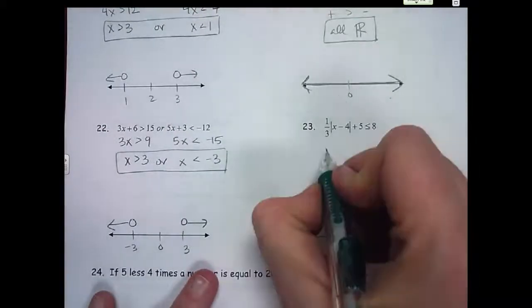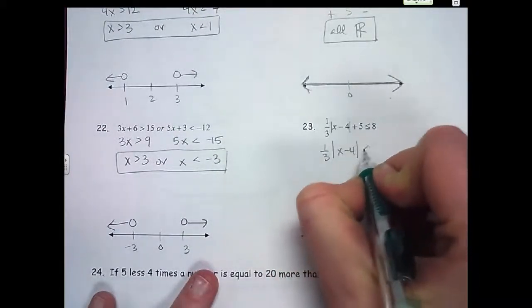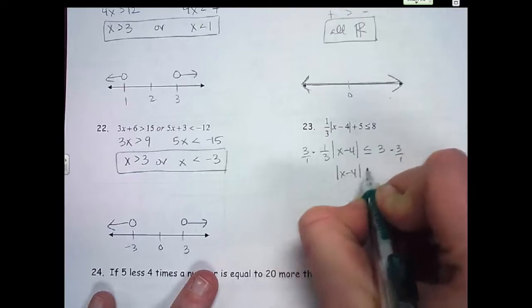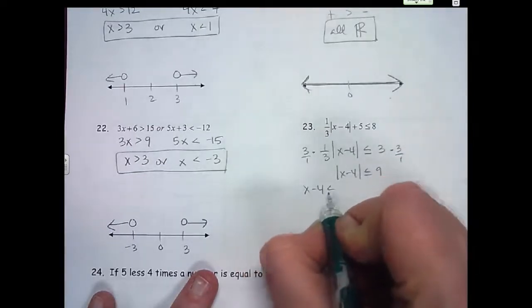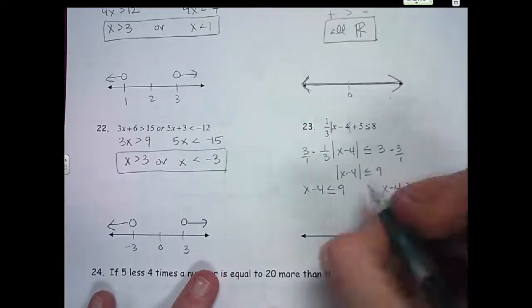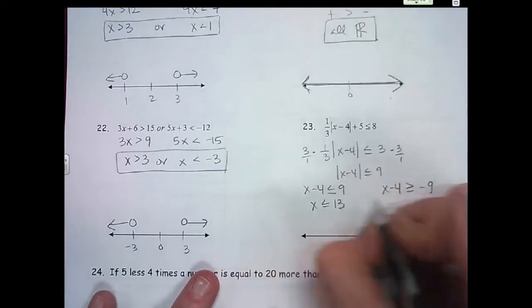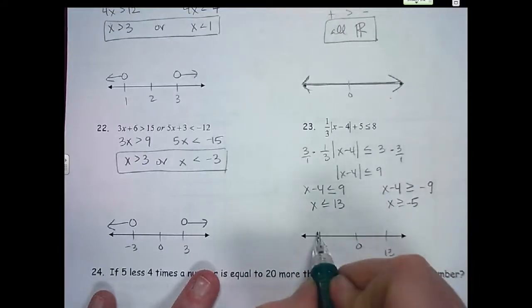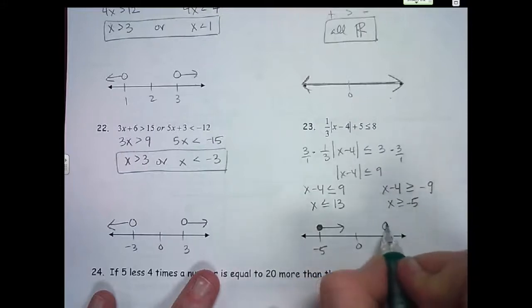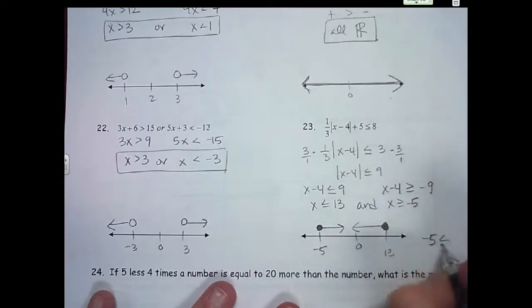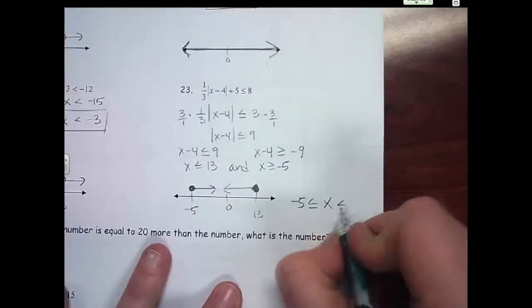Number 23, subtract 5 first. Multiply by 3/1. And now split it up. X minus 4 is less than or equal to 9. X minus 4 is greater than or equal to -9. Add over 4. -5. So closed circle at -5 going to the right. Closed circle at 13 going to the left. So this is an and. So we say -5 is less than or equal to x, which is less than or equal to 13.